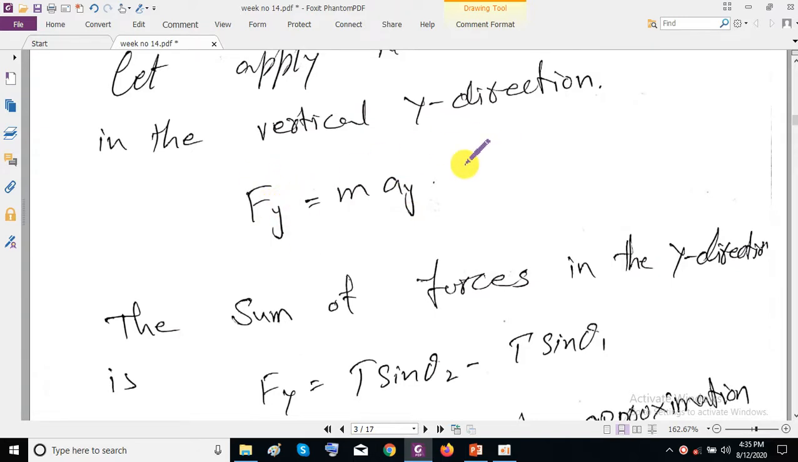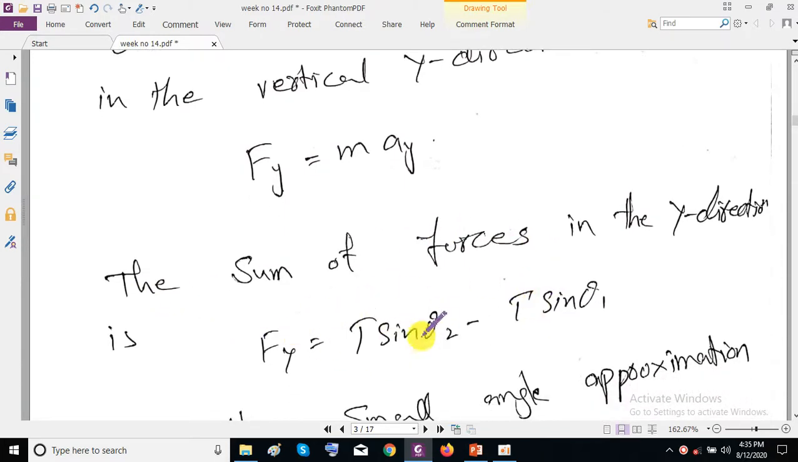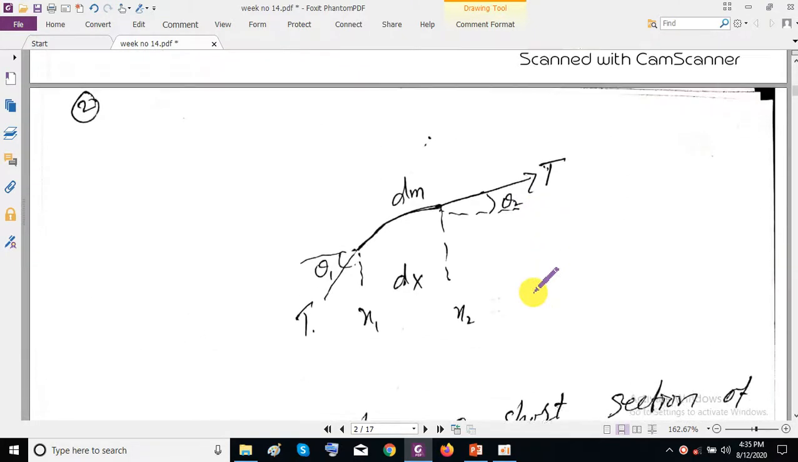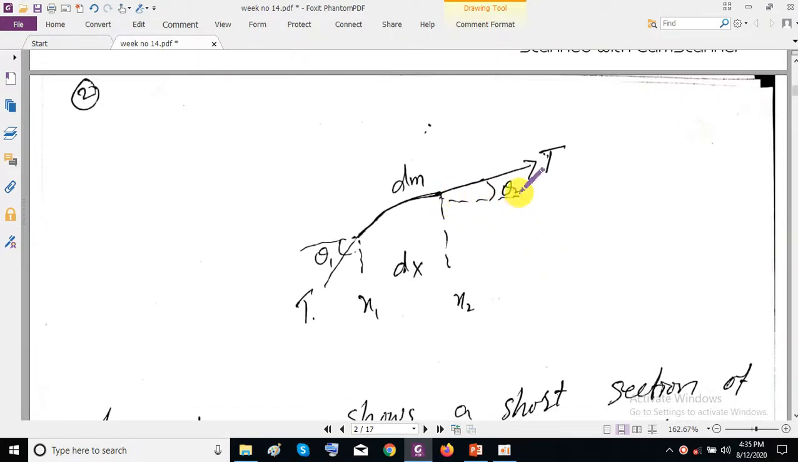F is equal to MA. The sum of forces, and this F basically denotes the sum of forces that we apply in the y direction. So the sum of forces in the y direction is, there are two forces, the tension, this one and this one, T sine theta 2 and T sine theta 1. If we look at this one, its direction is upward, and the direction of this one is downward.